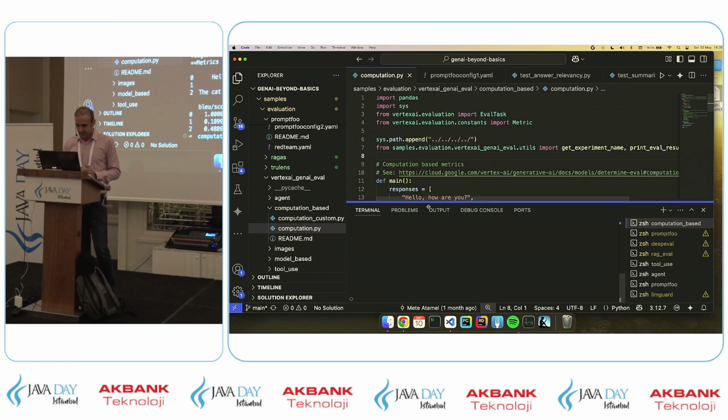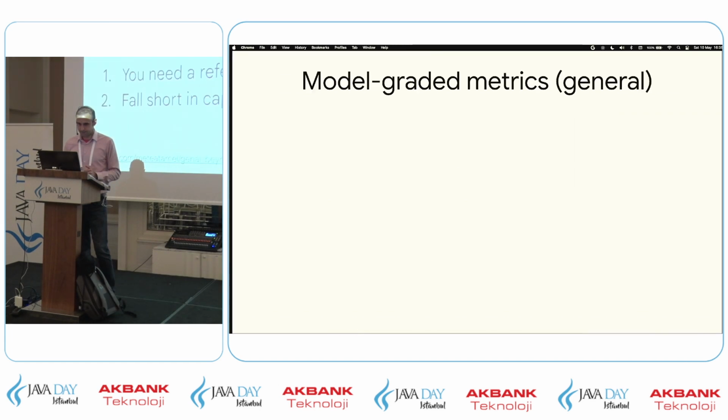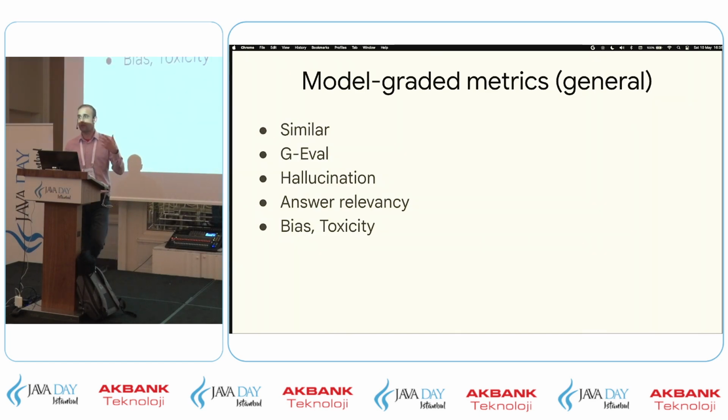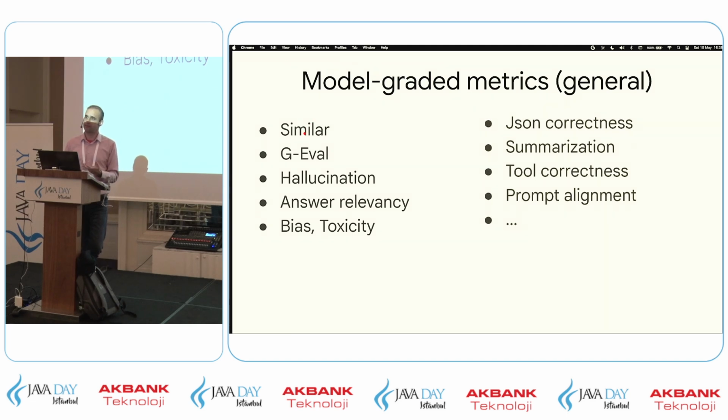And that's that. Now, if you look at model-graded metrics, then there are a lot of different metrics, like similarity match. DeepEval, it's a paper that talks about how a large language model can be a good judge for other models, and it explains why it's as good as humans. Then there are metrics on hallucination, bias, toxicity, summarization, so on and so forth.